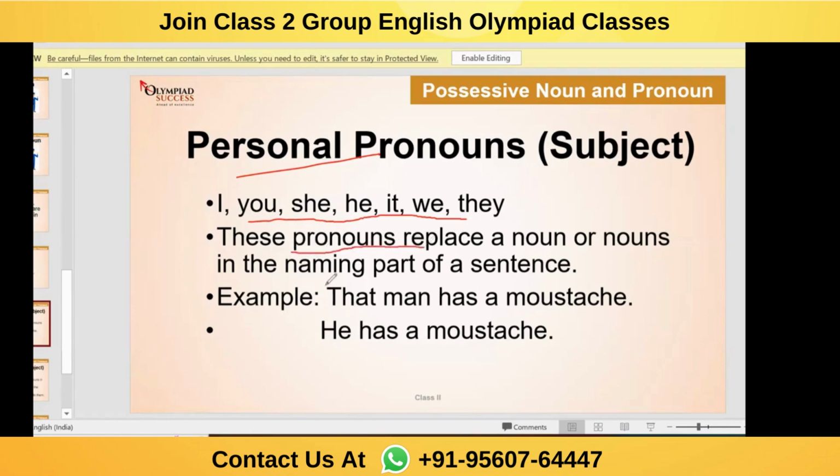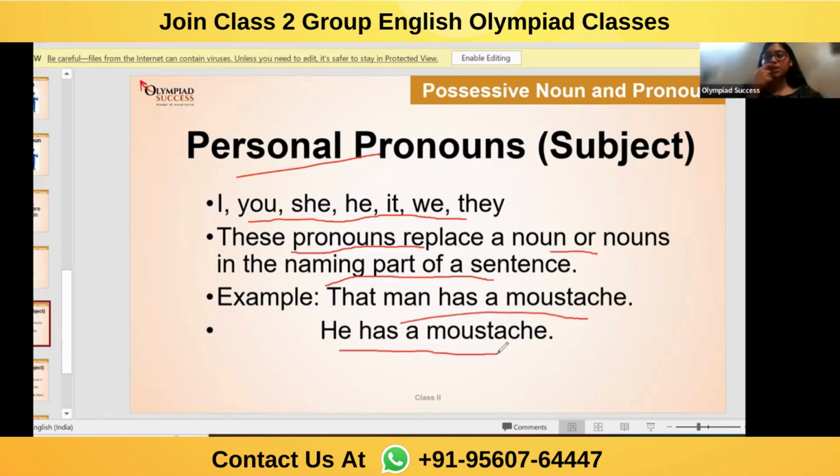Example: that man has a mustache. He has a mustache. Mustache, you know what it is? The hair that grows above your lips, for men. Yes, that is called a mustache. My father had a mustache a few years ago, like 7 or 8 years ago.